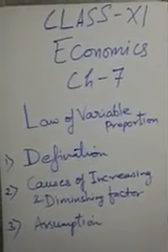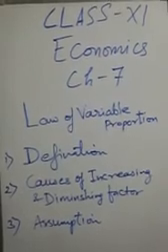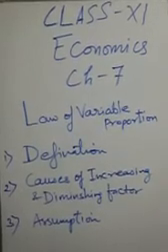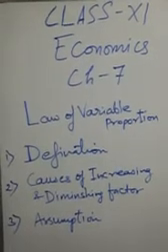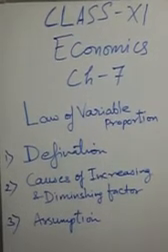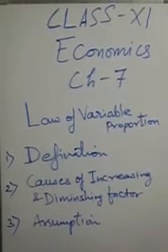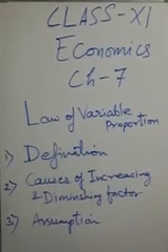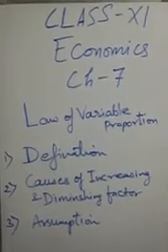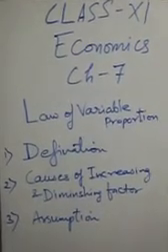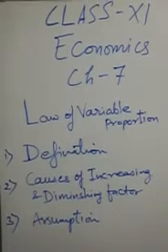As you know, we are on the 7th chapter of class 11th economics. The name of the chapter is production functions and returns to a factor. In my previous lecture, we discussed total product, marginal product and average product. We defined these terms and we did some sums based on this concept.